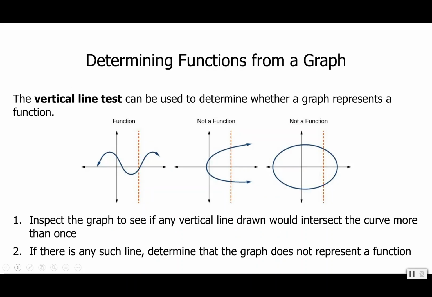So here we have the visual of it. The first one is a function because no matter where you draw that vertical line, it passes through at most 1 point. The next one is not a function because we can find a place where it passes through more than 1 point. Notice that we could also have drawn a vertical line here that only goes through that 1 point, but if we can find any line anywhere that passes through more than 1 point, it is not a function.